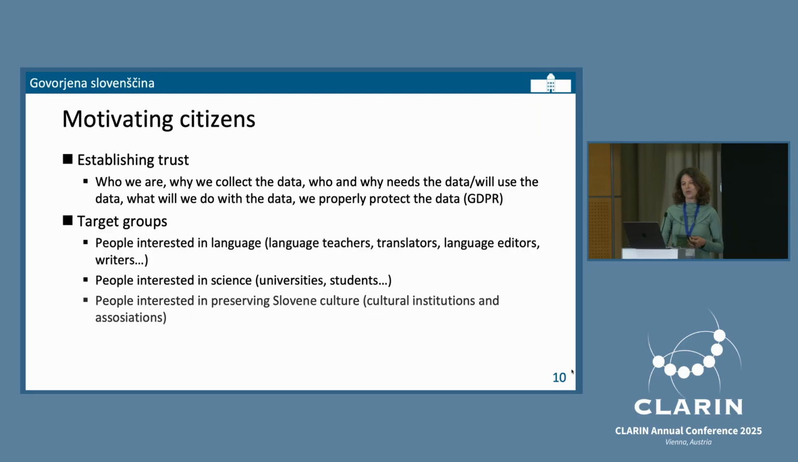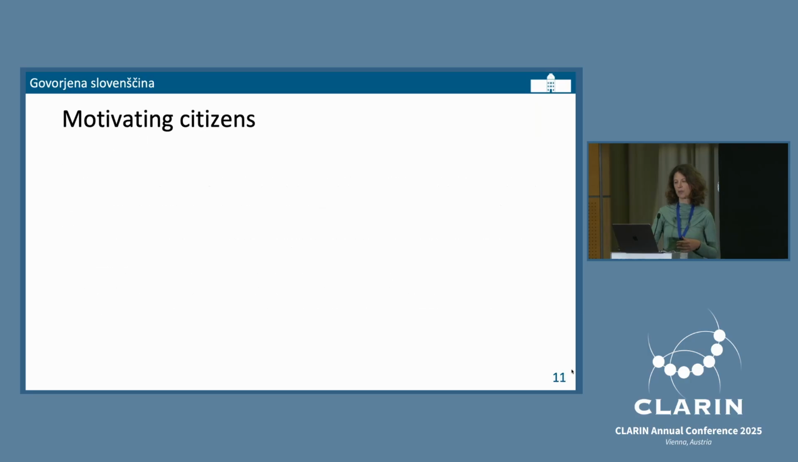So the target groups we have identified are potential groups of people that could respond to our call to cooperate with us as citizen scientists. So those people who will go around and record the speech of other people. This might be people interested in language, people interested in science, and people interested in preserving the culture. And there is a plan to prepare a communication strategy to reach these target groups.